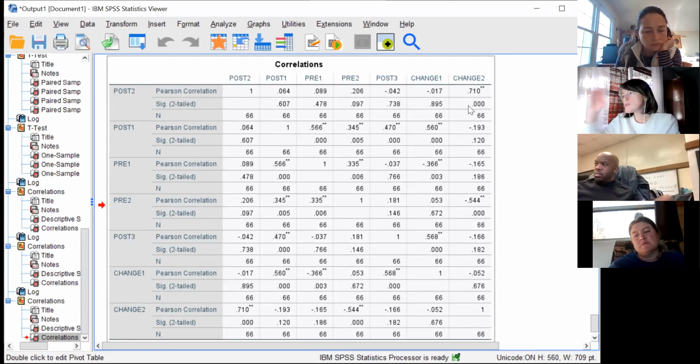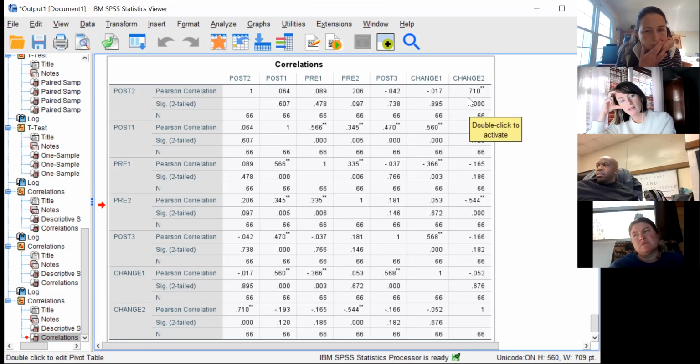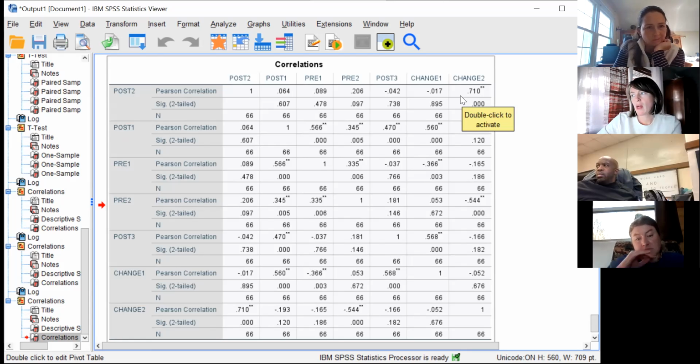Didn't we compute change two from post one and post two? So wouldn't it be correlated? Not necessarily. Okay. Yeah, not necessarily. It doesn't follow the transitive rules of algebra. No, it would not necessarily still be correlated, the two of them.